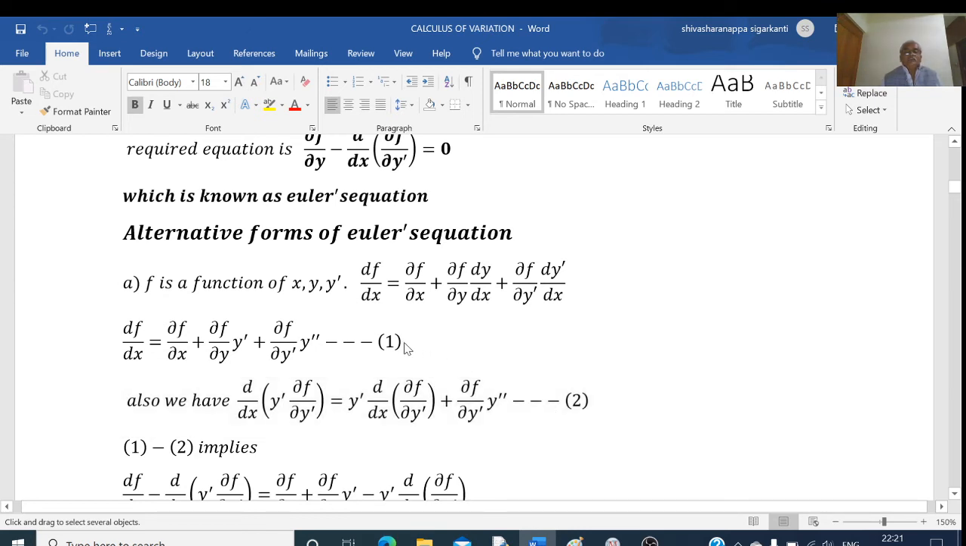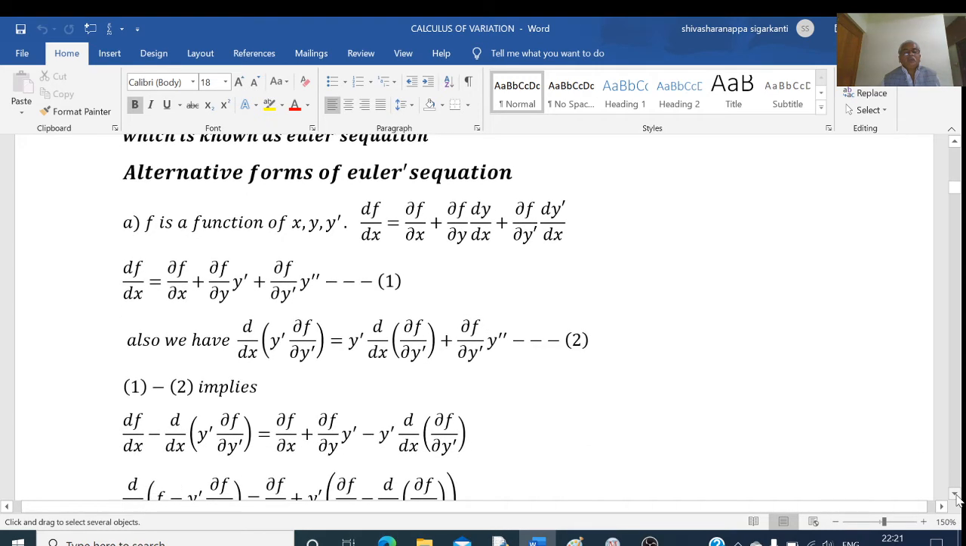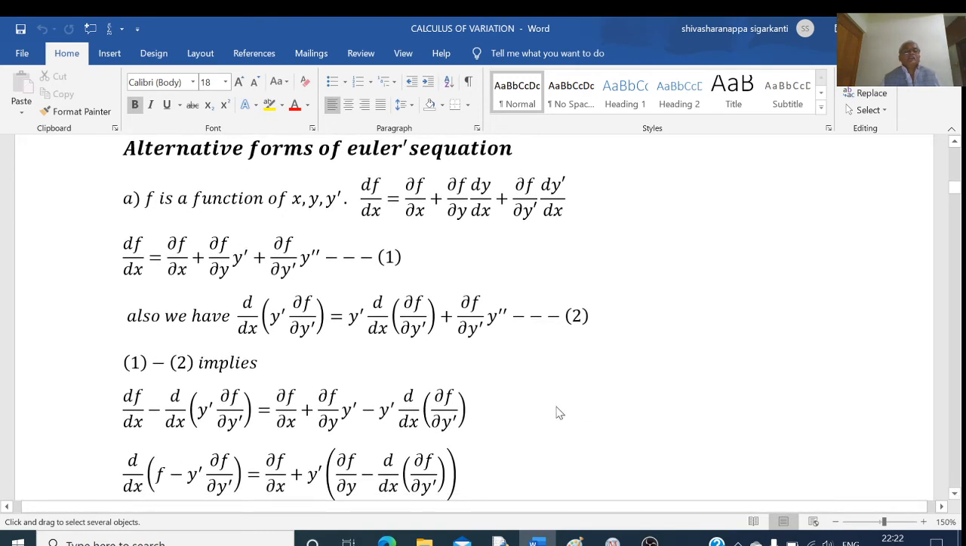Now consider equation number 1 minus equation number 2. So the left hand side is df by dx minus d by dx of y dash into dou f by dou y dash. This is equal to, on the right hand side, three terms here and two terms there. Now this dou f by dou y dash into y double dash gets cancelled, since we are considering 1 minus 2. So these two terms get cancelled. What remains on the right hand side is dou f by dou x plus dou f by dou y into y dash.